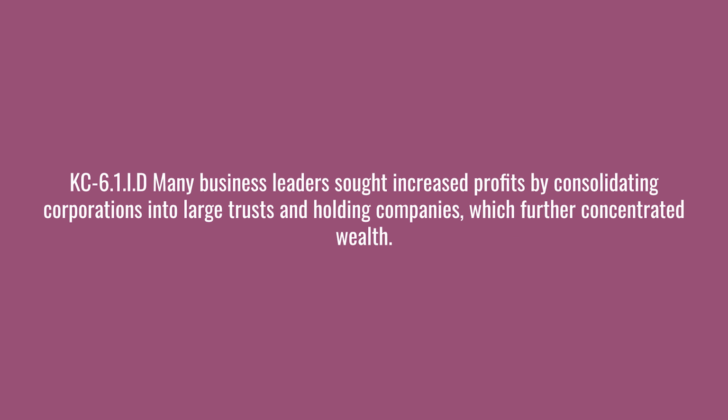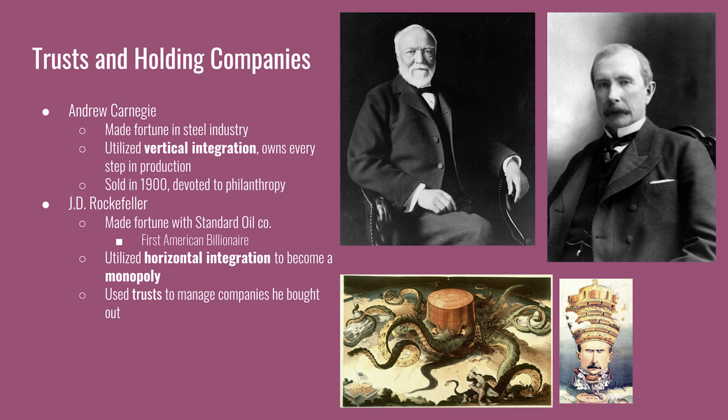The next key concept says, many business leaders sought increased profits by consolidating corporations into large trusts and holding companies, which further concentrated wealth. In these next two slides, there's various examples of these very wealthy business leaders and their methods. The first is Andrew Carnegie. His picture is on the top left of the slide, and he made his fortune in the steel industry. His contribution to business management was the utilization of vertical integration.